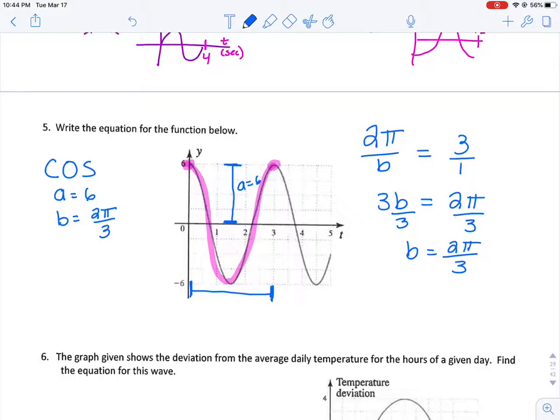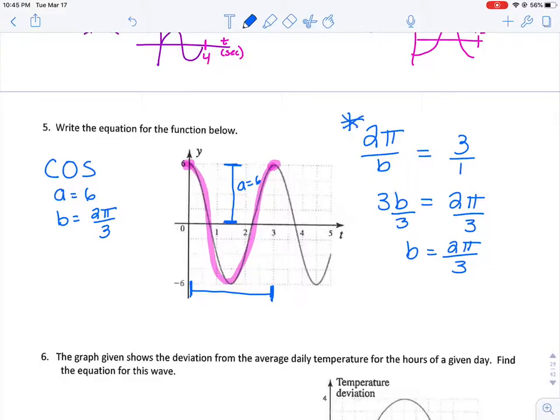Now, I have to find my b value that way, because if you think of your definition of your frequency or your b value, it's how many cycles in 2 pi, and now my x-axis is not set up in terms of pi, so I can't visually see how many cycles are in 0 to 2 pi. So I do need to use this method of finding what my b value is.